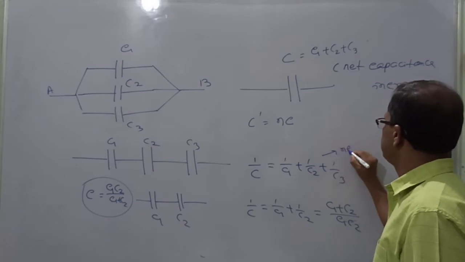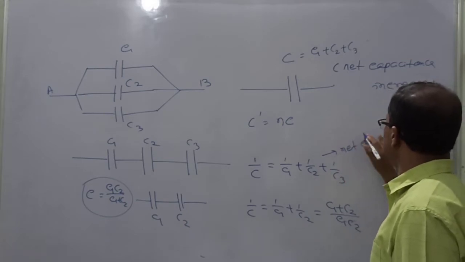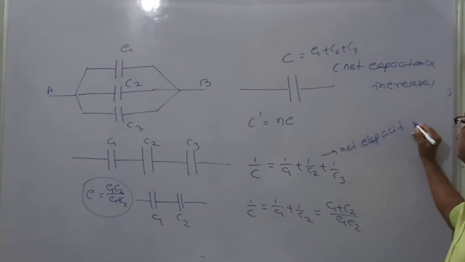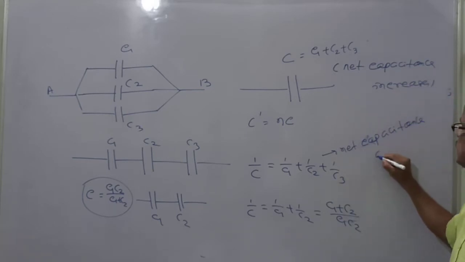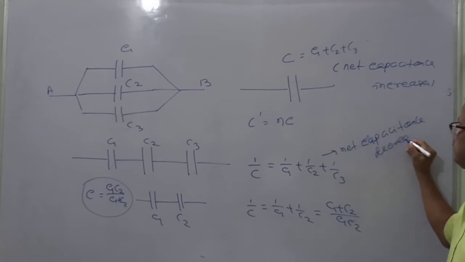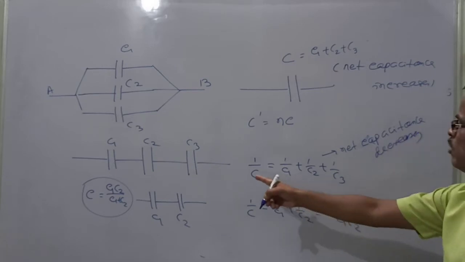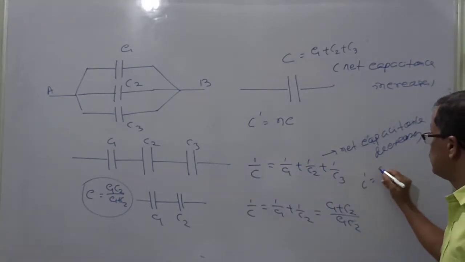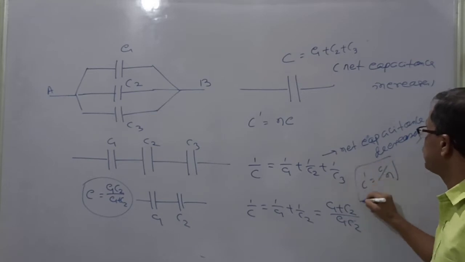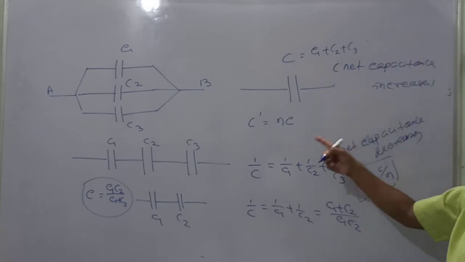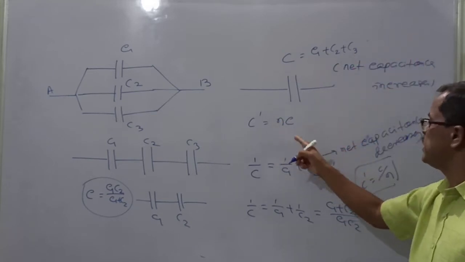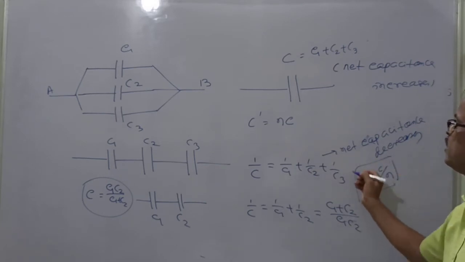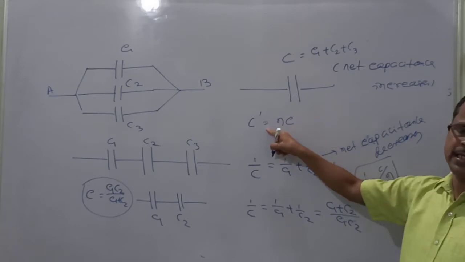This result shows that when capacitors are connected in series, net capacitance decreases. If n capacitors are connected in series, then the equivalent capacitance will be C by n. But when they are connected in parallel, the net capacitance will be n times C. In series it is 1 by n times C. Net capacitance decreases in series, whereas in parallel it increases.